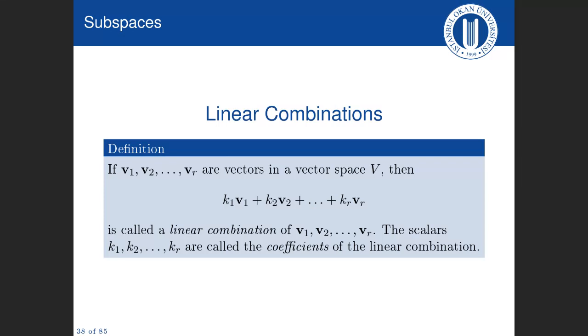Let's talk about linear combinations. Let's suppose V1, V2, V3 up to Vr are vectors in a vector space V, and then we're considering K1 V1 plus K2 V2 plus dot dot dot plus Kr Vr. That's number vector plus number vector plus dot dot dot plus number vector. This is called a linear combination of the vectors V1, V2 up to Vr, and the scalars here are called coefficients of the linear combination.